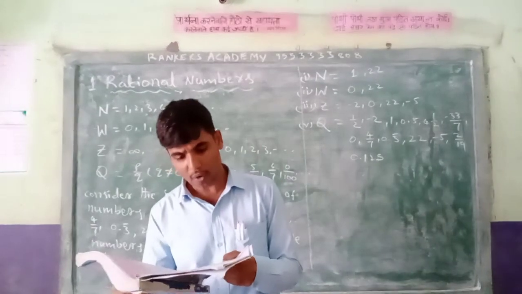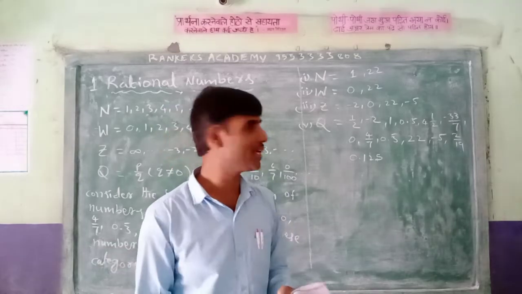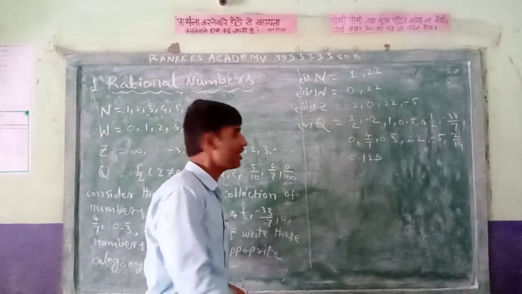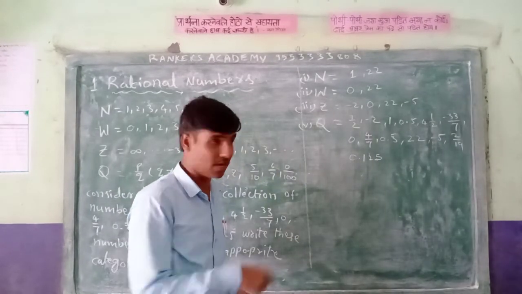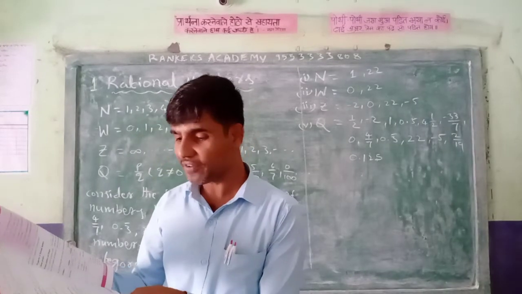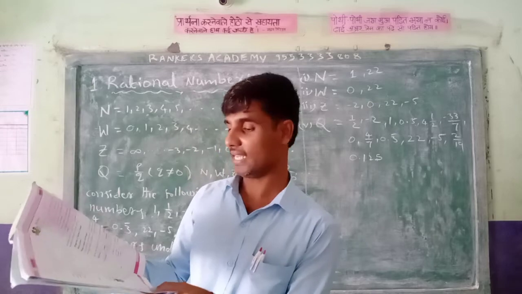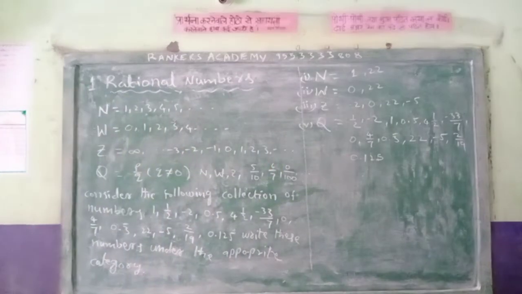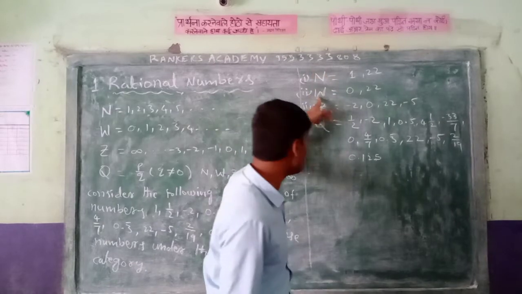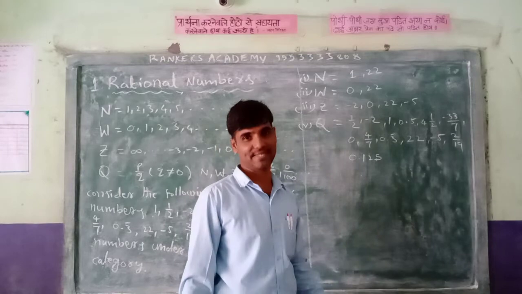Would you leave out any of the given numbers from the rational numbers? No, we cannot leave any. All belong to the rational numbers. And next, what they gave is: is every natural number, whole number and integer a rational number? Yes. Every natural number, every whole number, every integer is a rational number.